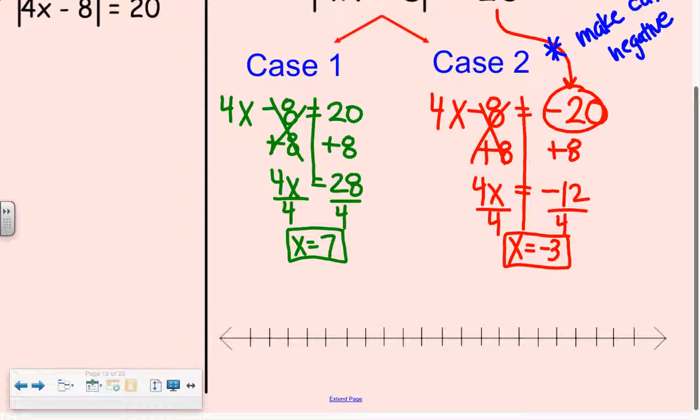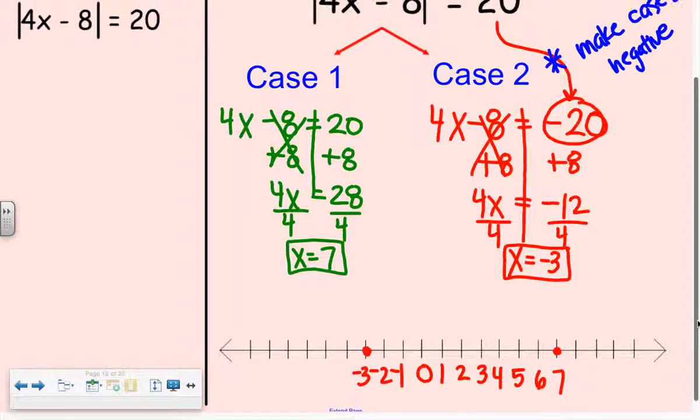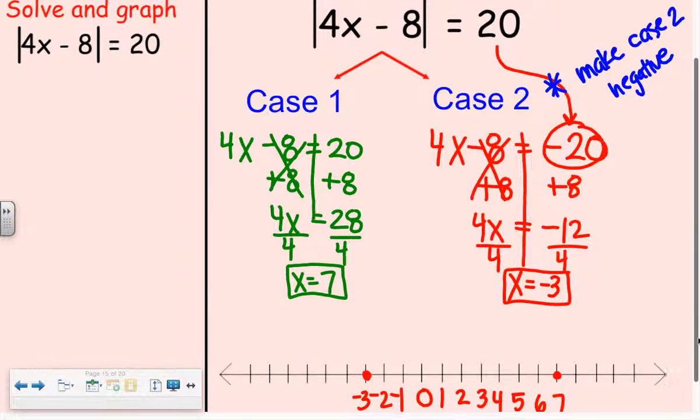So I'll just say in the middle of my number line is about here. So I've got to go 1, 2, 3, 4, 5, 6, 7. 7 is one of my solutions, so I'll put a dot there. -1, -2, -3. I'll put a dot right there. So my two solutions are 7 and -3.